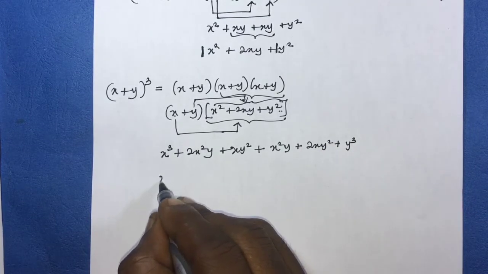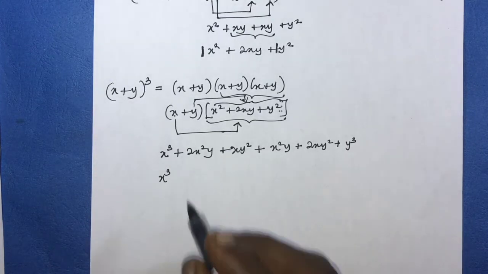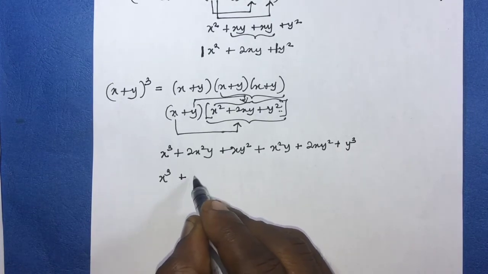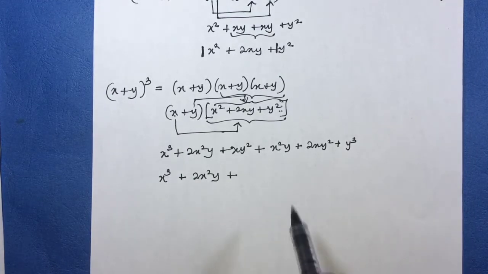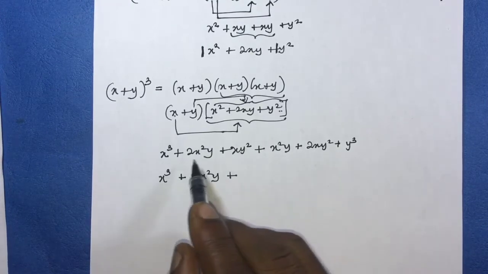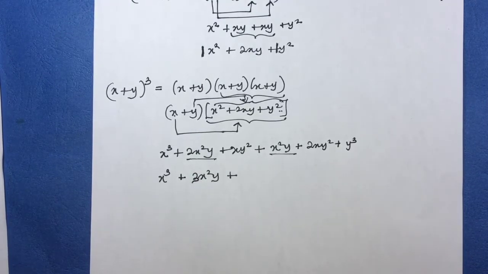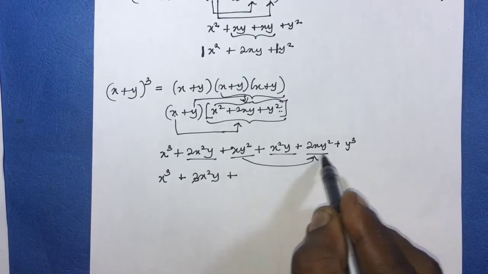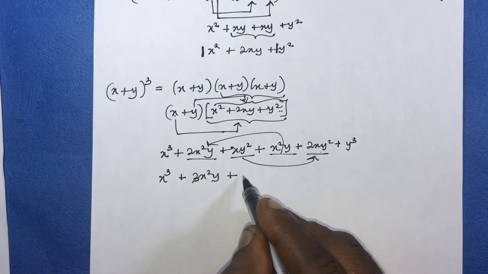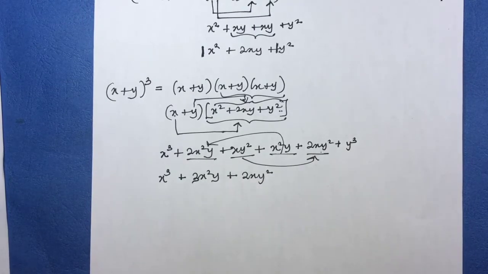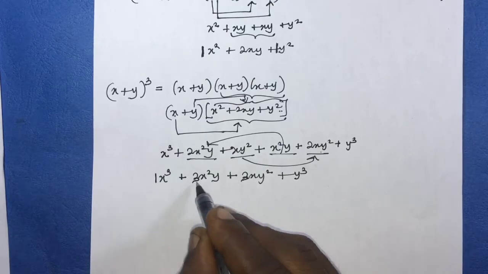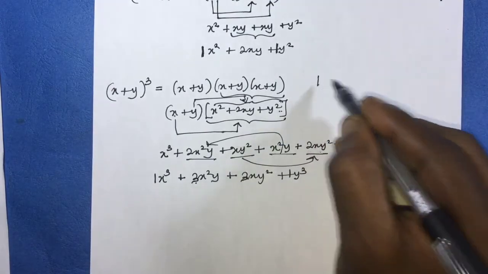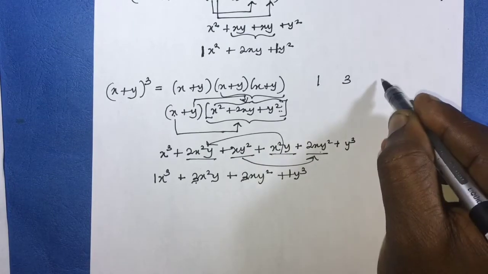And if you simplify this by taking like terms, this would have given you x cubed and 3x squared y, because the like terms add. And this would add to this to give you 3xy squared, and finally you have y cubed. Okay, so if you look at the final expansion, you will notice you have the coefficients being 1, 3, 3, and 1. So this describes what we refer to as the Pascal's triangle.